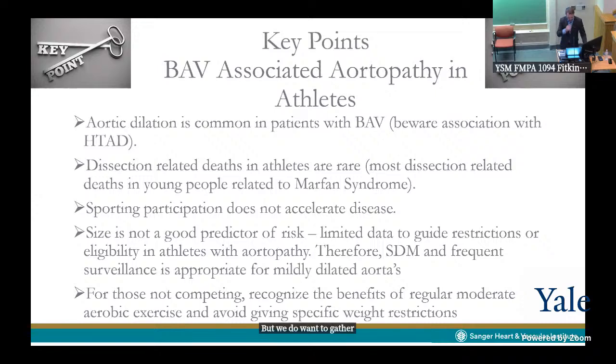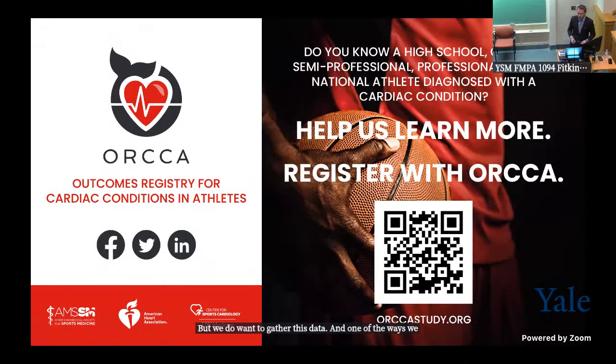And one of the ways we're doing this is the outcomes registry for cardiac conditions in athletes that Rachel is also an investigator on. I'm sure you're all aware of it. But this is an international now registry of young athletes who have cardiac conditions. And hopefully over the years, if we can continue to input all of these patients into this, and anyone can enroll, this is just online. You can use the QR code. I'm sure if you let Rachel know, she'll be able to enroll these people.